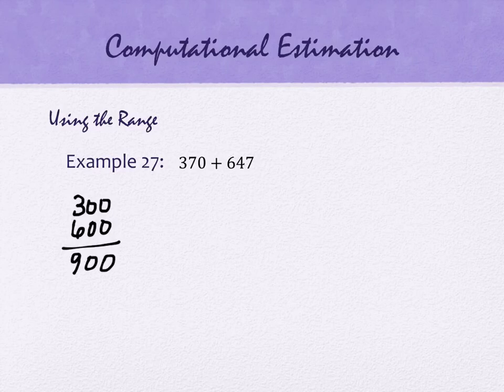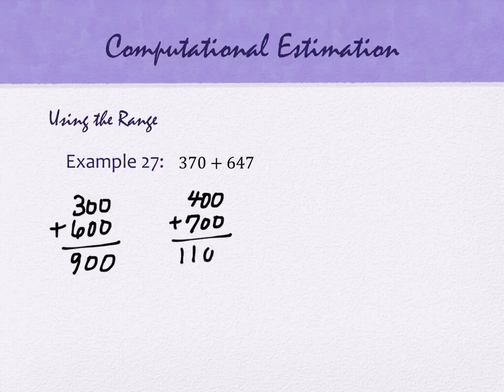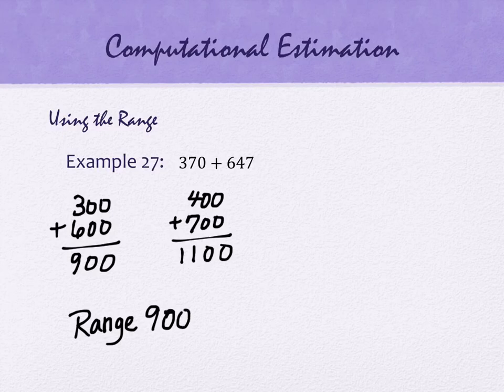The other option is that I could say, what's the extreme? What happens if I round everything up? Well, then I'd get a 400, and I'd get a 700, right? And what's 400 plus 700? 1,100. So what we say is that my range is 900 to 1,100.